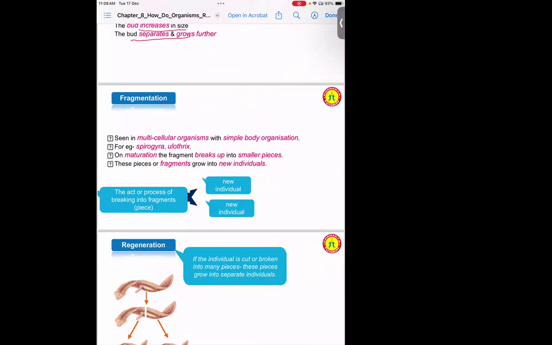It basically happens in algae. Algae are aquatic organisms which are present in the water, and they are autotrophic in nature. It means they can prepare their own food. For example, the Spirogyra. Spirogyra is a kind of algae. So here it is seen in multicellular organisms with simple body organization. Examples are Spirogyra and Ulothrix.